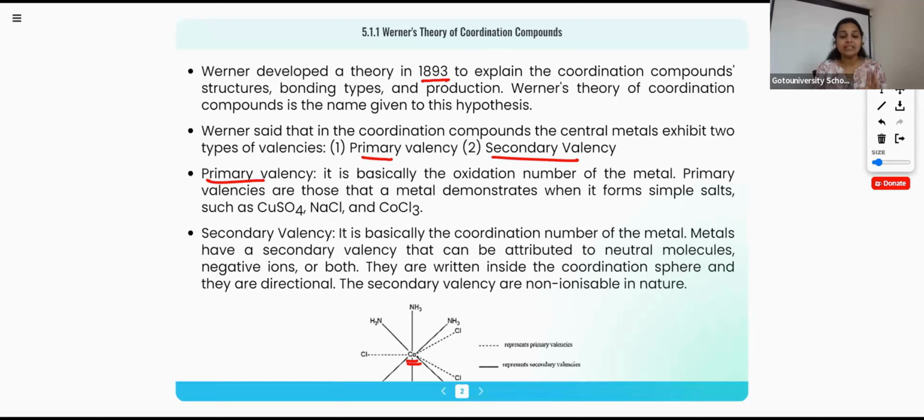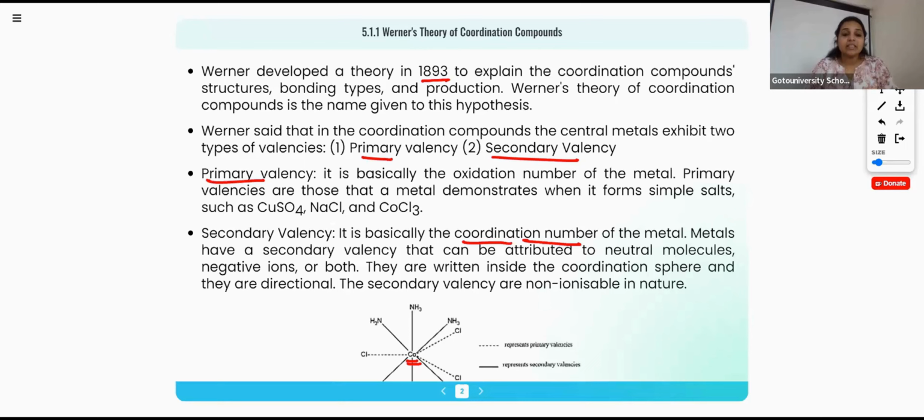Coordination number means the number of ligands surrounding the metal atom. But here we cannot say the coordination number is 9, because although 6 ammonia and 3 chlorine atoms are there, the 3 chlorine atoms do not contribute to the coordination number or secondary valency. They determine the oxidation state of the metal. That is the thing regarding primary and secondary valency.